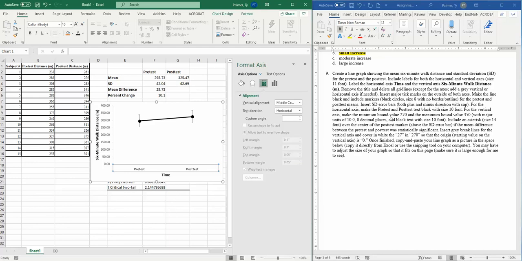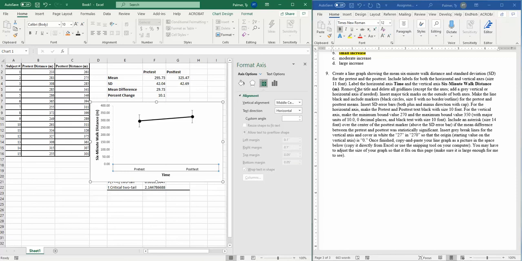Next, it says for the vertical axis, make the minimum bound value 270 and the maximum bound value 350. Again, remember the data that I'm using here in this video is different than your data. My data is 6-minute walk distance in patients with COPD. Your data is 6-minute walk distance in patients with chronic heart failure. So again, because your data is different, your graph is going to be slightly different than mine.